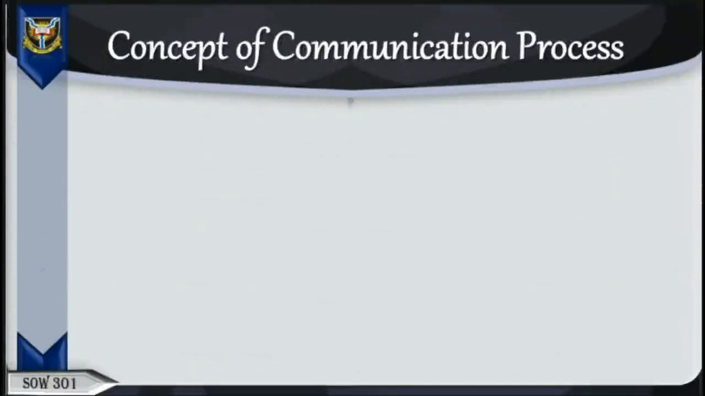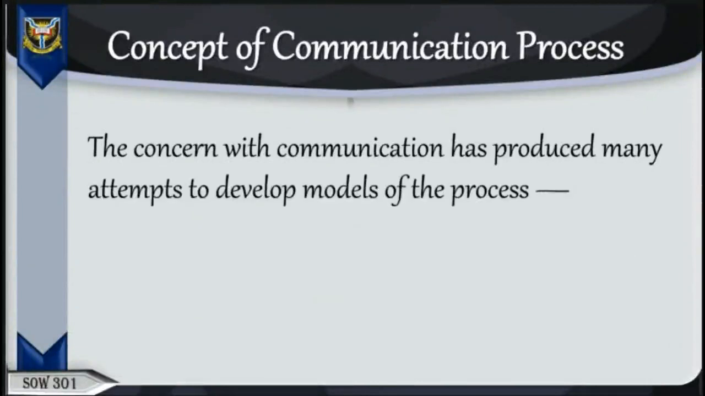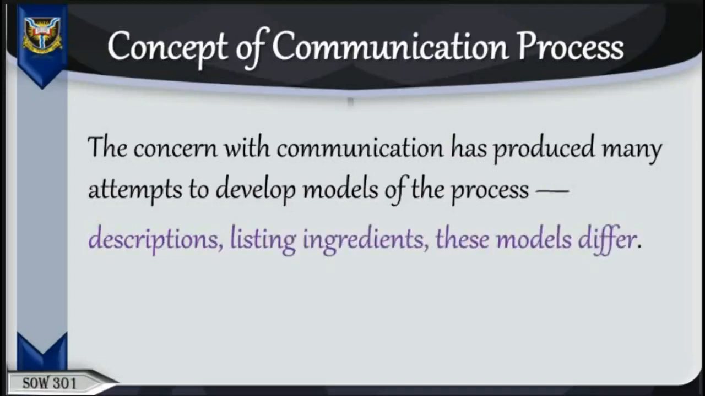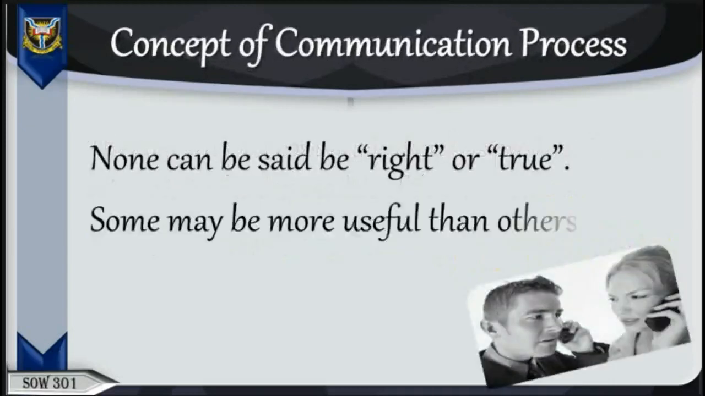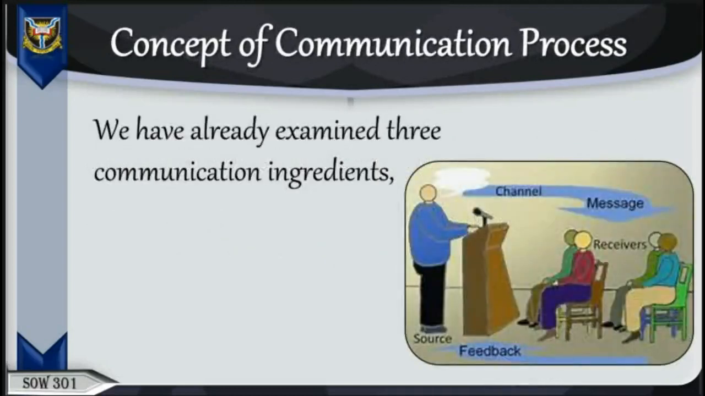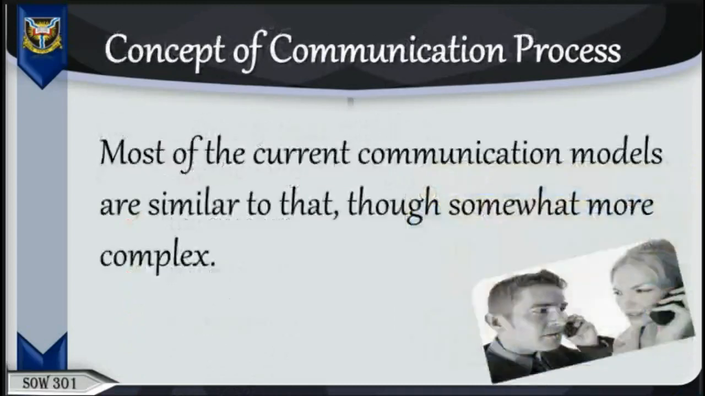1. Concept of communication process. The concern with communication has produced many attempts to develop models of the process, descriptions listing ingredients. Of course, these models differ. None can be said to be right or true. Some may be more useful than others. We have already examined three communication ingredients: the speaker, the speech, and the audience. Most of the current communication models are similar to that, though somewhat more complex.